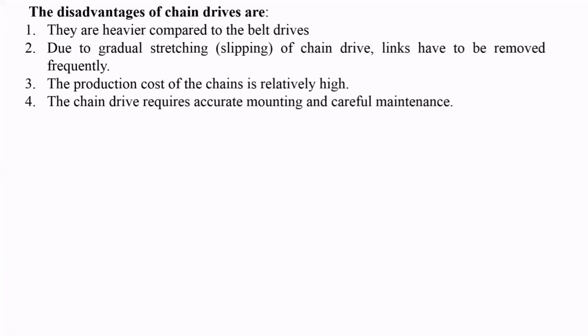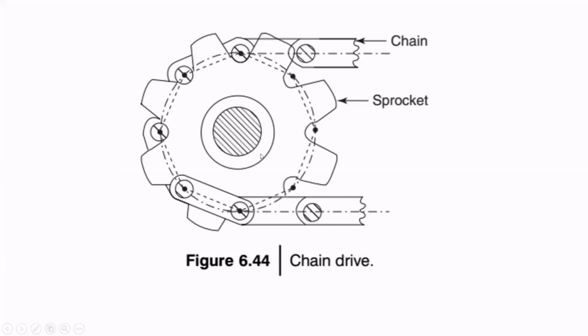And one more thing, for producing the chain drives we need more cost, means the cost of production of chains is very high when compared with the belt drives. Okay. And the last one is maintenance is also very high when compared with the belt drives. Because of these disadvantages, we are not choosing chain drives in industries. Only in a few cases where a positive drive is required and we need to avoid the slip, then only we are choosing chain drives. Otherwise, we go for belt drives.